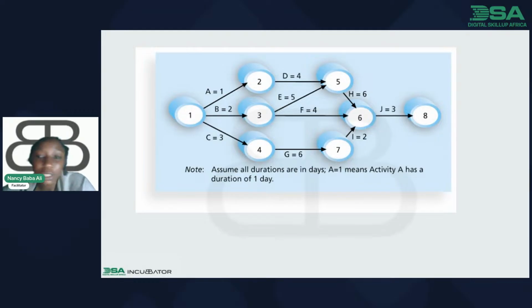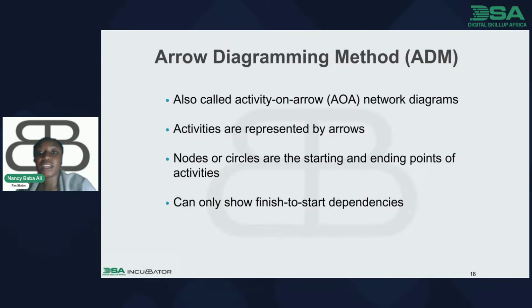So I also have the next slide, which explains the ADM, the arrow diagramming method. This is what you saw about how each of the activities on the diagram are called AOA. Those are network diagrams. Just call them networks, like you connecting, or people connecting. Just see it that way.